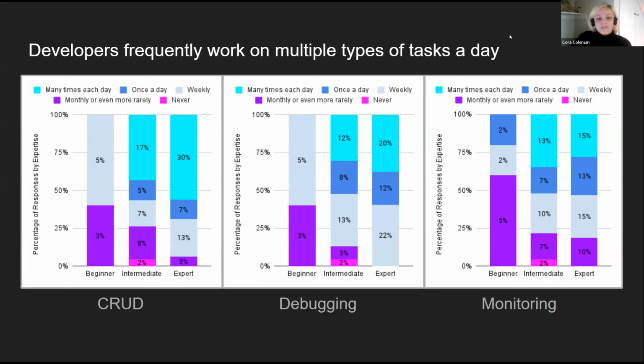We found that developers frequently work on multiple types of tasks every day. So you can see up to 17 and 30% many times a day working on CRUD tasks. And then for debugging, it was 13% weekly, 22% expert. And then it was even more broken down for monitoring.